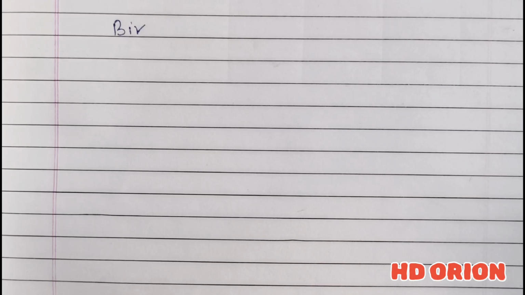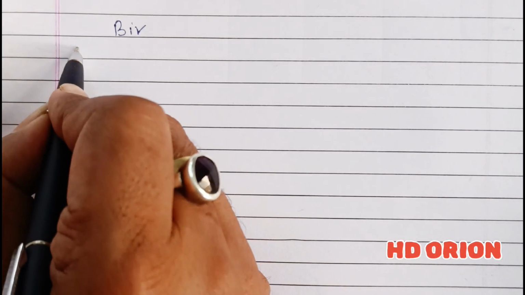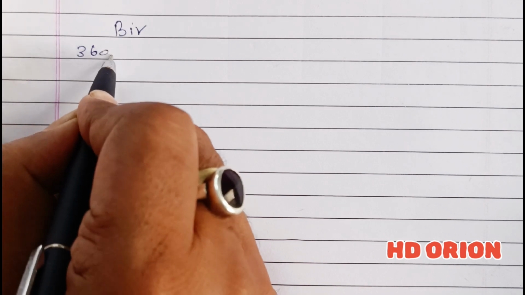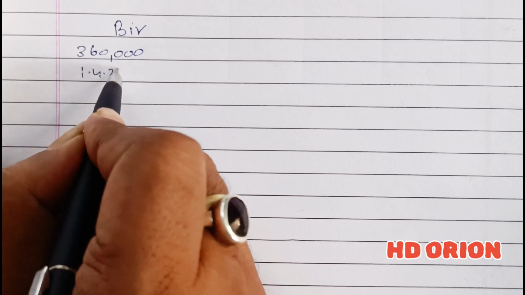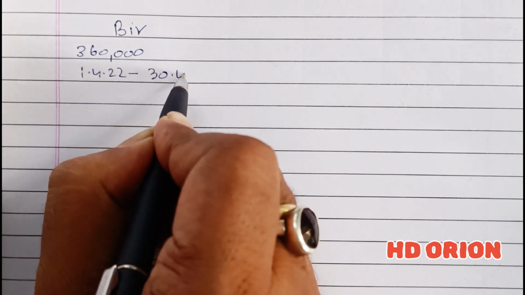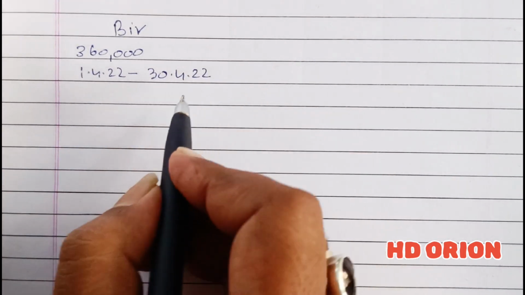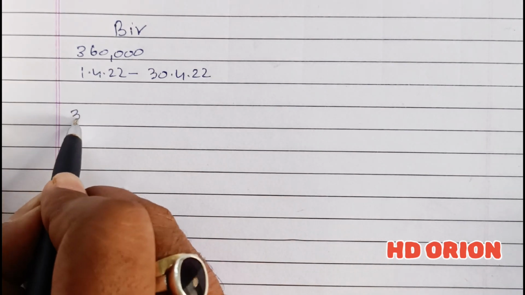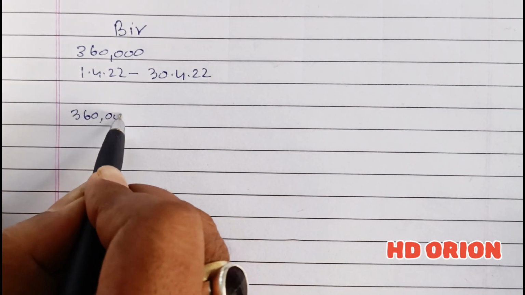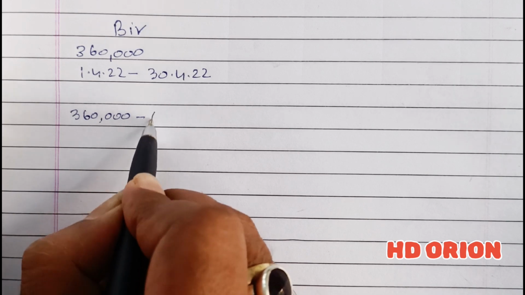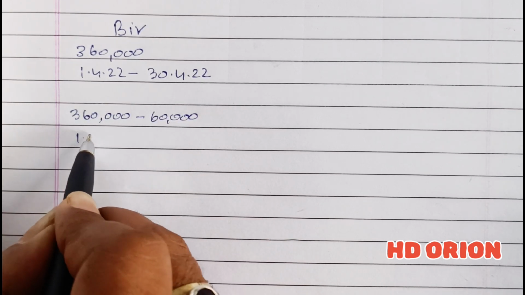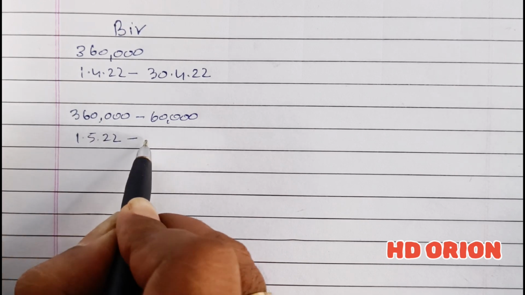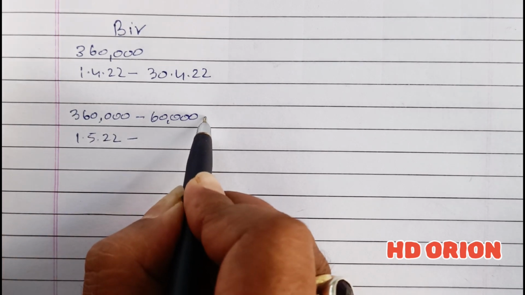Now let us calculate for Beer. Beer's opening capital is rupees 3,60,000. And it was in the business from 1st of April 2022 to 30th of April 2022. Fine. Then this 3,60,000 was reduced by 60,000 rupees because of drawings on 1st of May 2022. And it is how much? It is 3 lakh rupees.